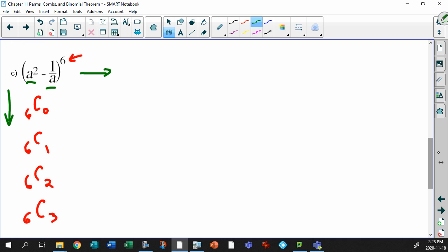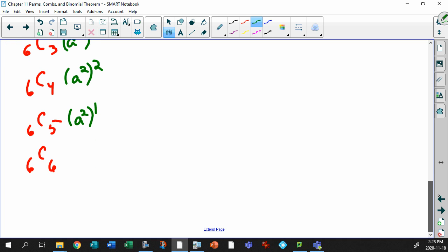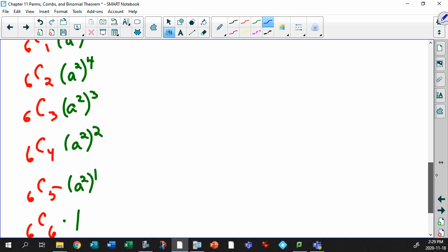Here we go. So looking at the next one here. This is a squared. It's to the power 6. So this is a squared to the power 6. This will be a squared to the power of 5. This will be a squared to the power of 4, and so on and so on. Okay? This will be a squared to the power of 3, a squared to the power of 2, and then a squared to the power of 1, and then last but not least, a squared to the power of 0, which is just plain old 1. Okay? Let's keep on going in this organizational train that I've started here.